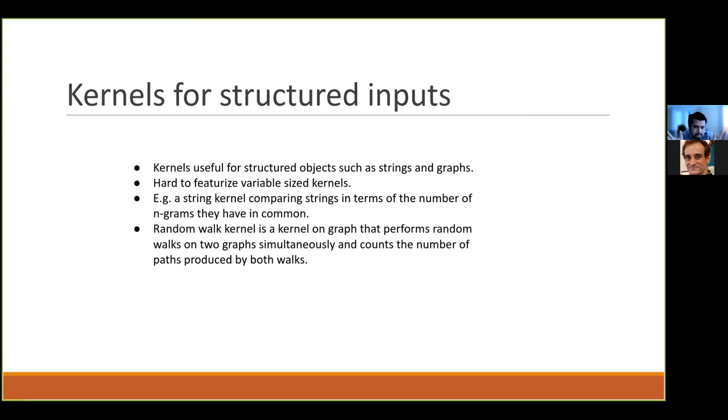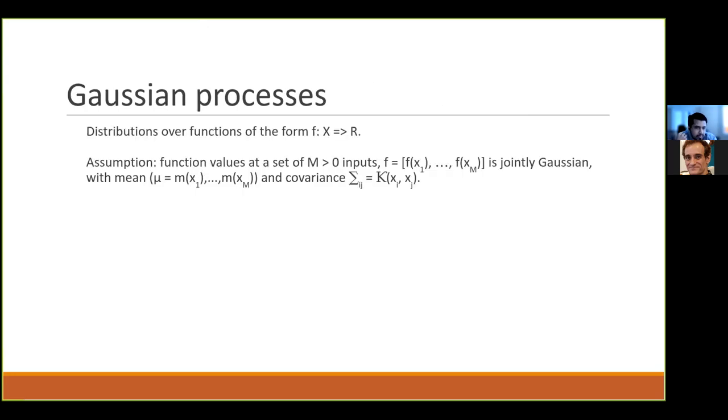A string kernel compares strings in terms of the number of n-grams they have in common. So that's basically what it's saying: the previous models that we saw cannot represent structured inputs, but kernels are pretty good at it. We can also use kernels to represent the random walk kernel, which is a kernel on graphs that performs random walks on two graphs simultaneously and counts the number of paths produced by both walks.